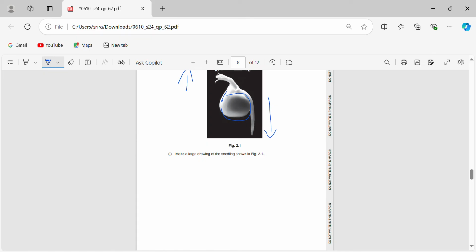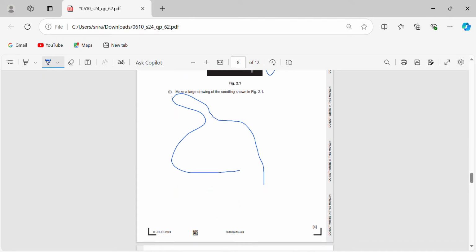So let's start with the underside. You come up, you curve around, you go down, and then you have the plumule. It's going to go, let's scroll down a little bit. Scroll down. It's the plumule, it keeps going down, comes back up.